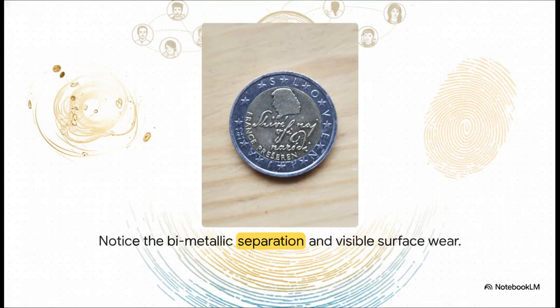And if you look really closely at the surface, right where those two metals meet, you can actually see the physical wear. We're talking microscopic scratches, a slight dulling in the reflection, and little dings along the outer rim. These details are absolute gold for your viewers because they tell a story. This thing hasn't been sitting in a sterile vault. It's passed through countless hands.